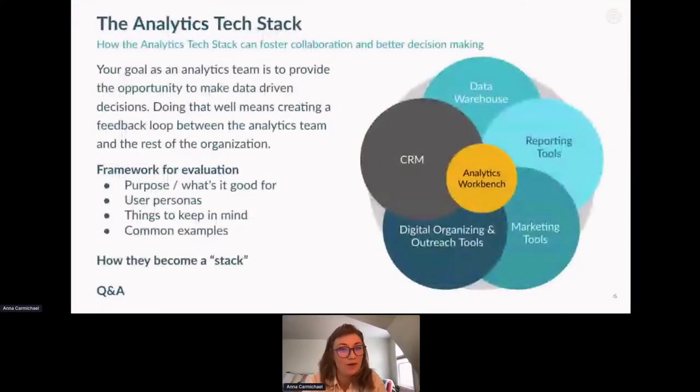Like I said, we're going to talk about the modern analytics tech stack. So your goal as an analytics team is to provide an opportunity to make data-driven decisions. So doing that means creating a feedback loop between analytics teams and the rest of the organization. And that starts with a collaborative relationship with teams at your organization that are collecting this first-party data.